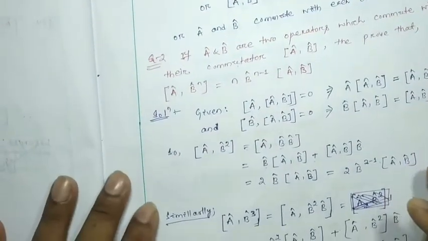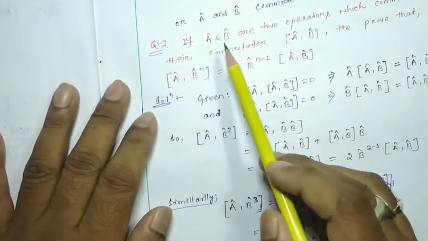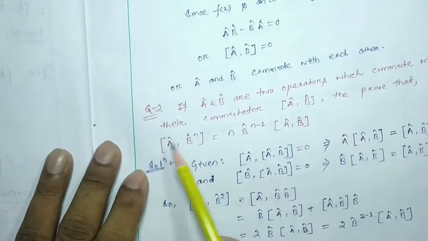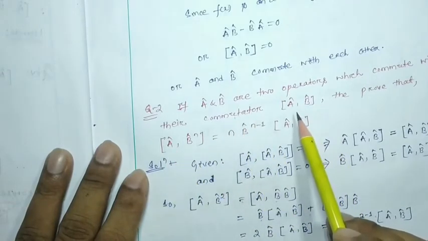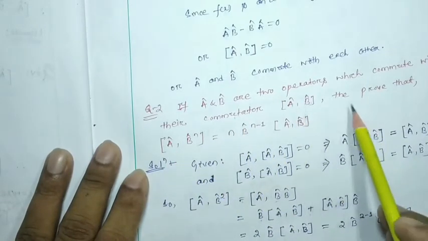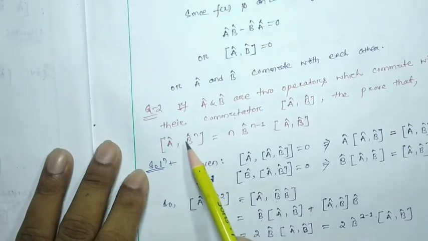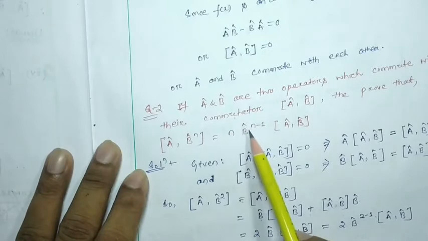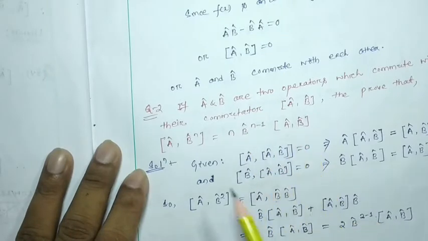Now the second question we are going to consider: if A cap and B cap are two operators which commute with their commutator, then prove that the commutator of A cap and B cap to the power n is equal to n B cap to the power n minus 1 times the commutator of A cap and B cap.